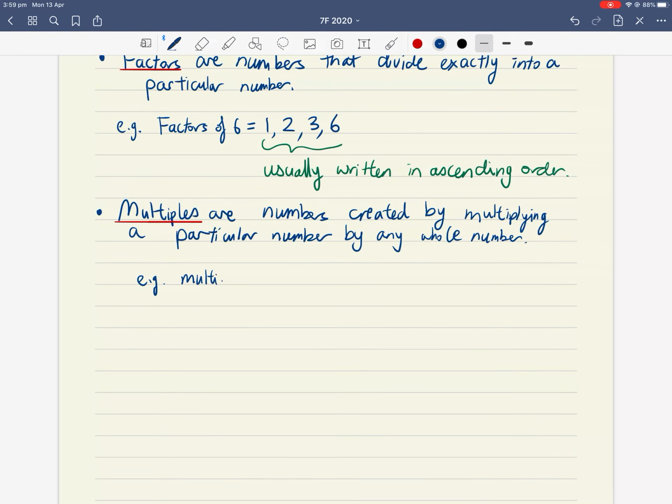So for example, multiples of 10 would be equal to, well, 10 times 1 is 10, 10 times 2 is 20, 10 times 3 is 30, 10 times 4 is 40, 10 times 5 is 50, et cetera. Now, the list of multiples can go on forever, and that's because we have infinitely many numbers. You can keep multiplying to find the multiples of any number.